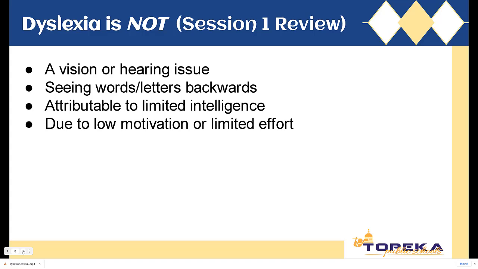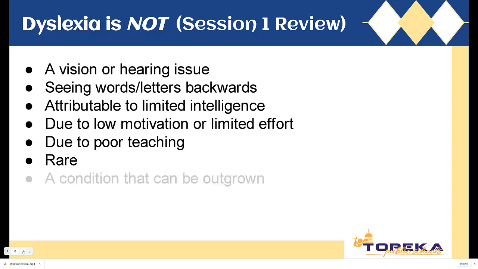It is not due to low motivation or limited effort. In fact, we often see the opposite. There is extremely high motivation and extremely high effort in order to learn to read. It is not due to poor teaching. It is not rare. In fact, 1 of 5 students comes to the classroom with some level of dyslexia. It is also not a condition that can be outgrown. As seen in our definition, it's neurobiological. It cannot be outgrown.